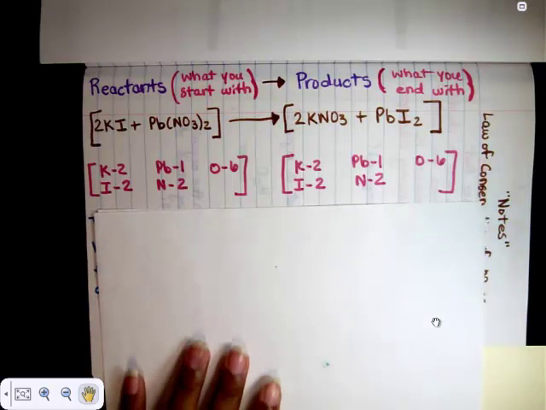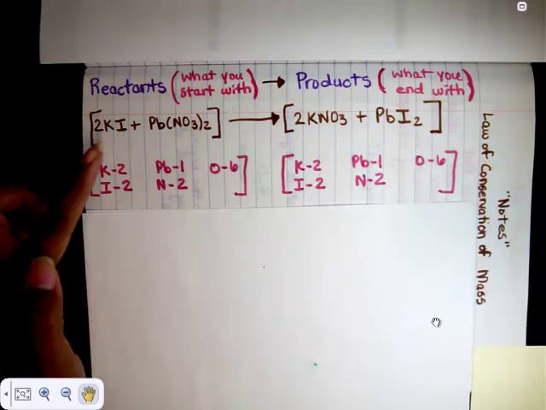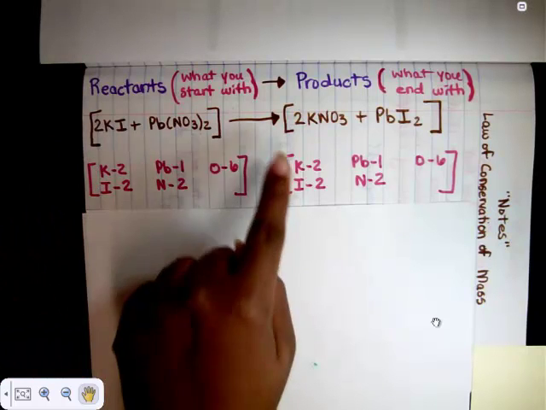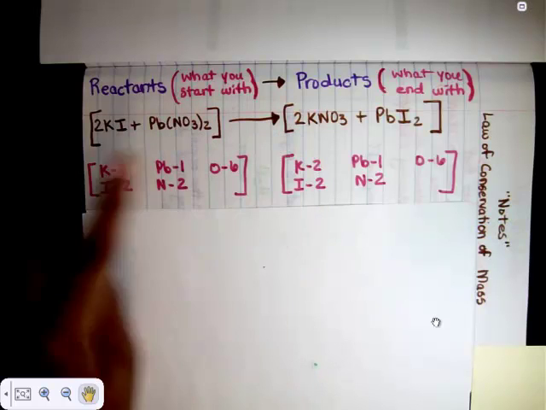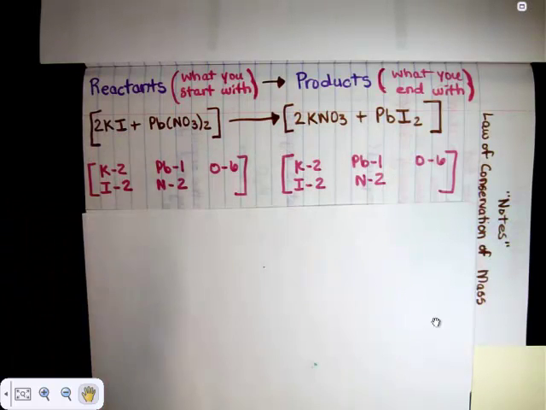Now, the numbers of atoms of each element should be the same on each side of the arrow. So if you start off with 2 potassium atoms, you should end up with 2 potassium. If you start with 2 iodine, you should end with 2 iodine. Elements cannot just be created or destroyed. They're just rearranged to make new elements.